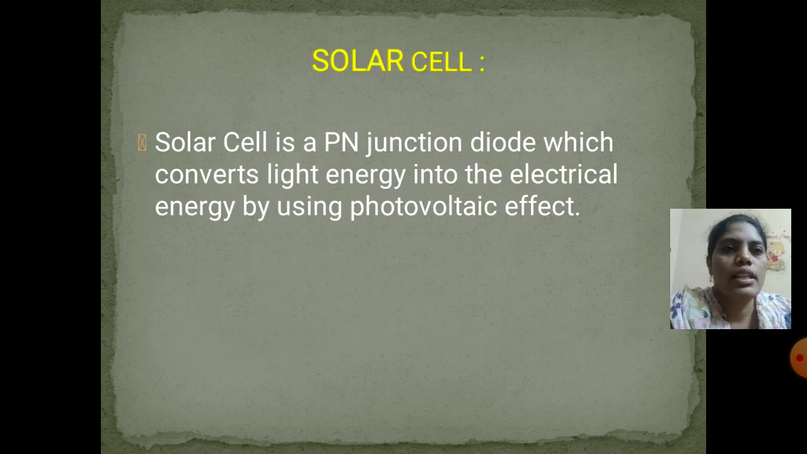So what is a solar cell? Solar cell is a PN junction diode which converts light energy into electrical energy by using photovoltaic effect, which is just like the reverse or vice versa of LED, where we have seen electrical energy is converted into light energy. Here we are going to see light energy converted into electrical energy by using photovoltaic effect.